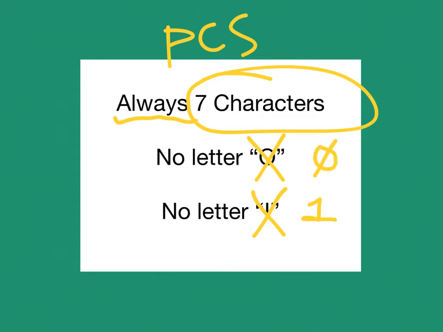So again, these are 3 things that you can do a quick check of whenever you are submitting a quiz or an assignment or an exam. Whenever you are giving me a PCS code, just do this quick check. Always 7 characters, no letter O's, and no letter I's.